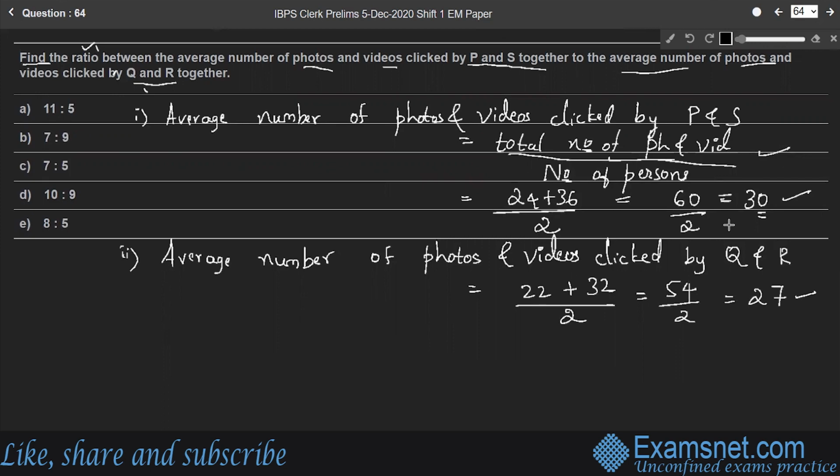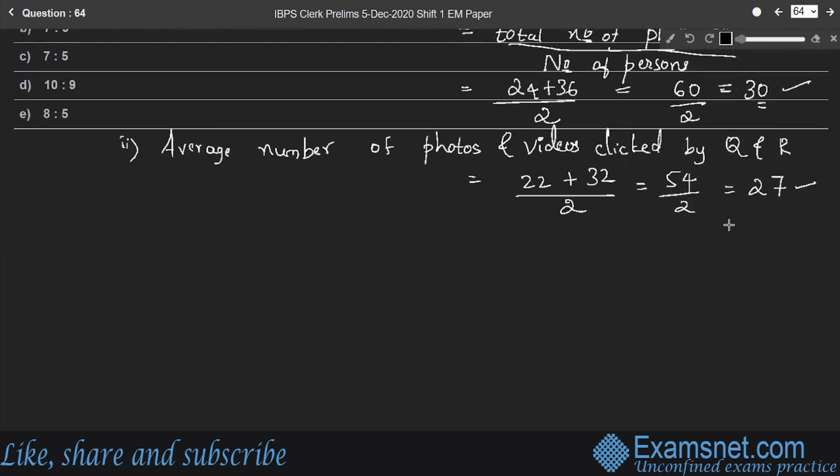So we have to find the ratio between the average number of photos and videos. Therefore, the required ratio is 30:27, which is 10:9, since each number is divisible by 3. So it becomes 10:9. Hence option D is the right answer.